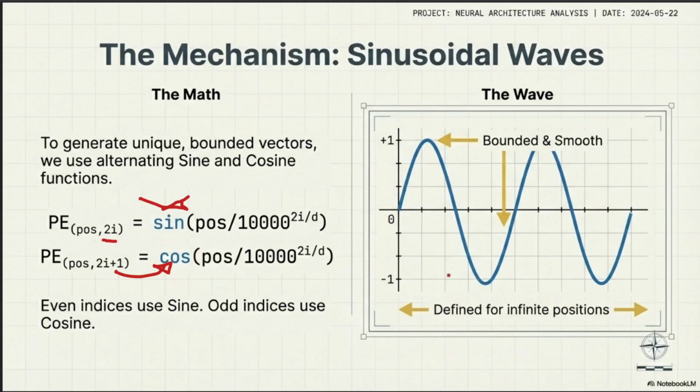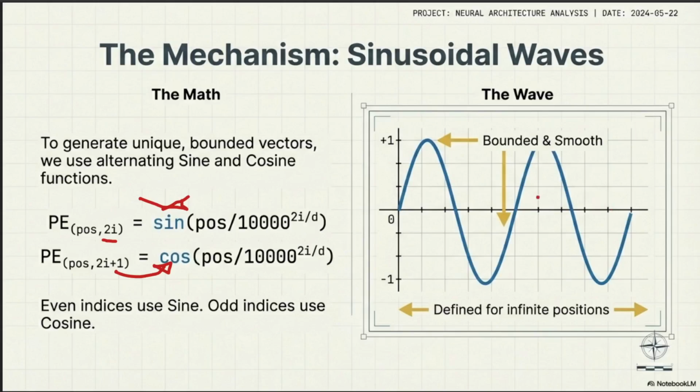Why do we use the waves? Because as we can see, they are perfectly bounded between -1 and 1, and they are smooth because they are continuous functions. They are defined for infinite positions, so you don't have a limit, which solves the problem.